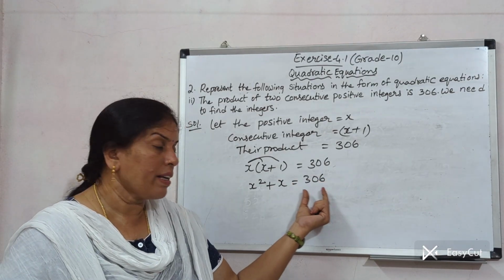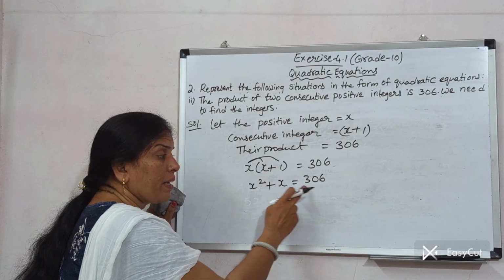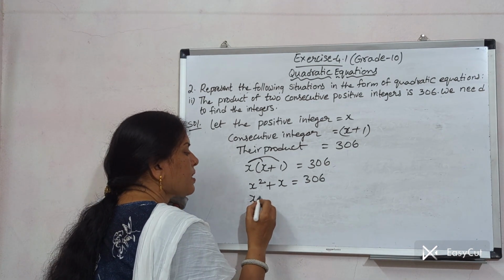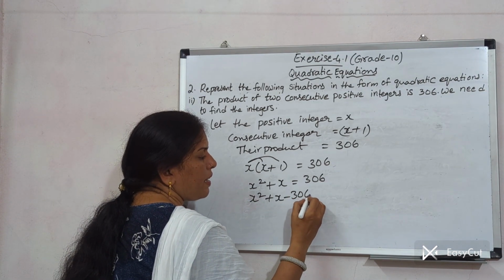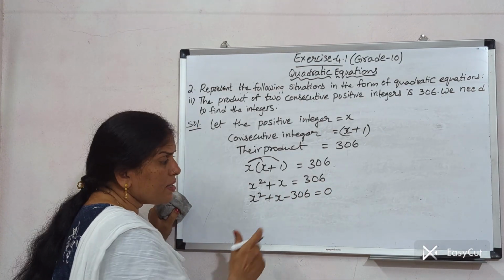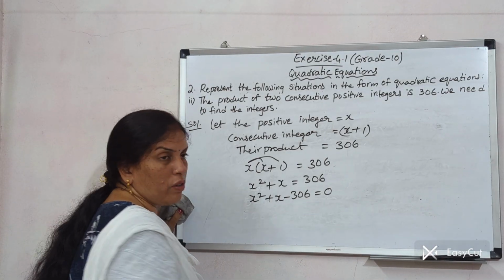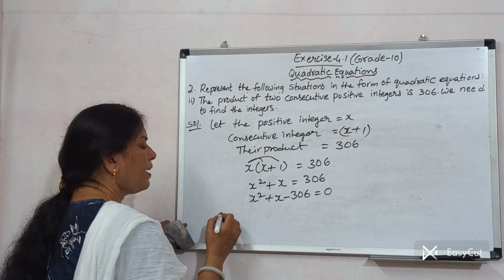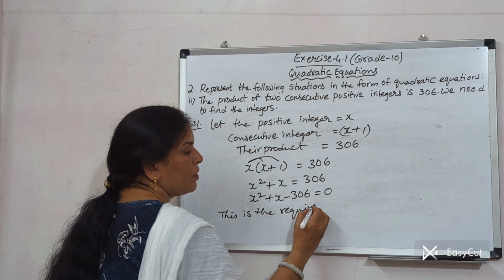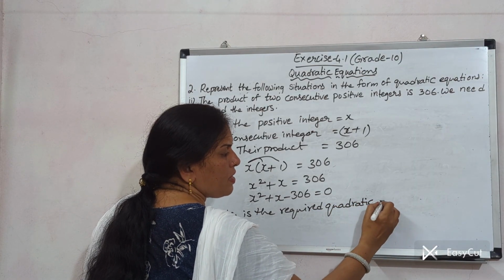I am bringing this 306 to the left side. I am bringing 306 to LHS, the left hand side. So it becomes minus 306. x square plus x minus 306 equal to 0. Here a number won't be there, that's why I am writing 0. This is in the form of ax square plus bx plus c equal to 0. This is the required quadratic equation. All of you understood, children? Like this we must find out.